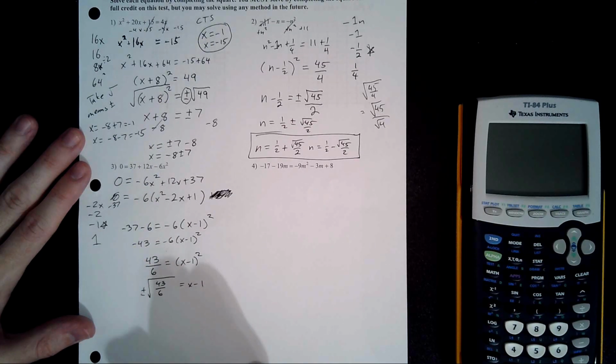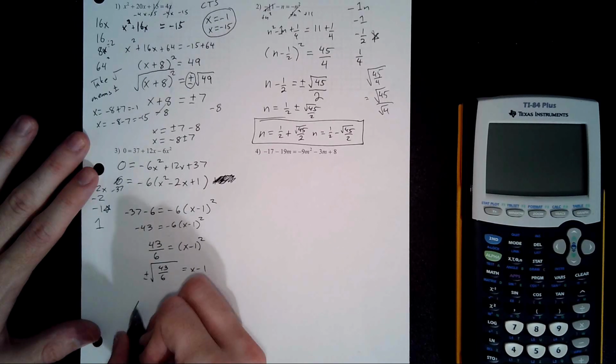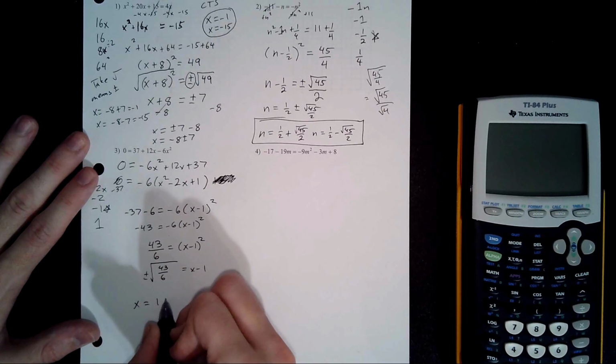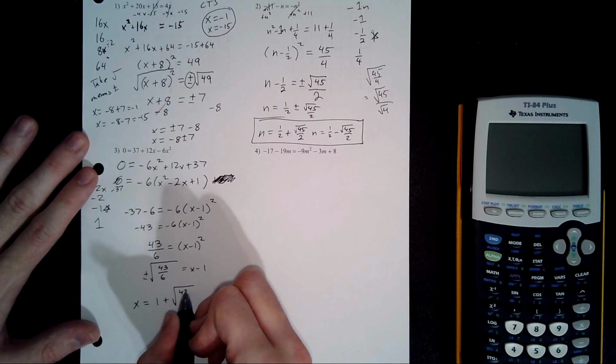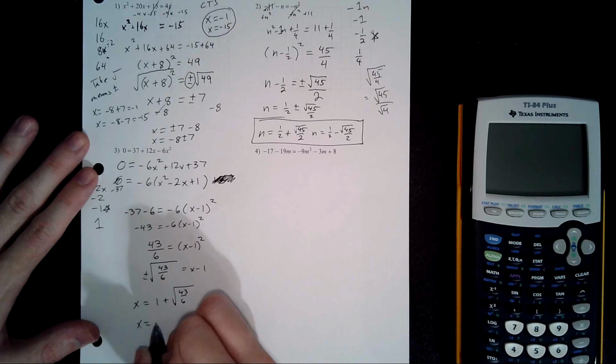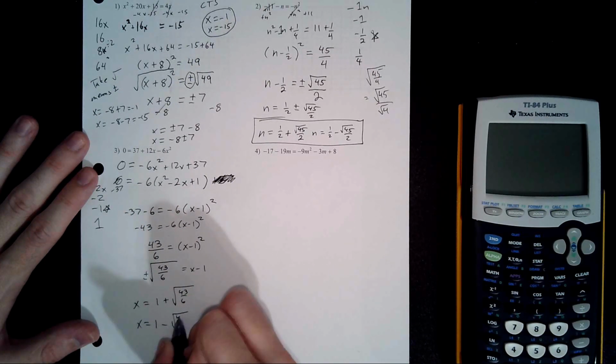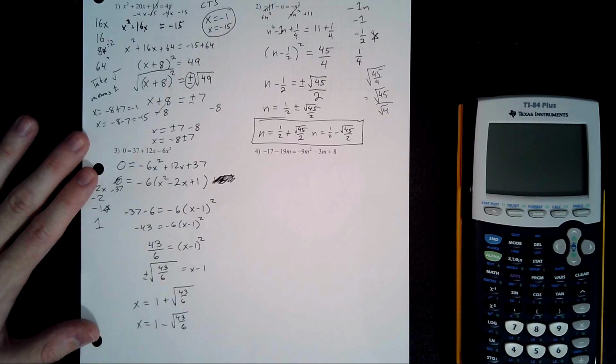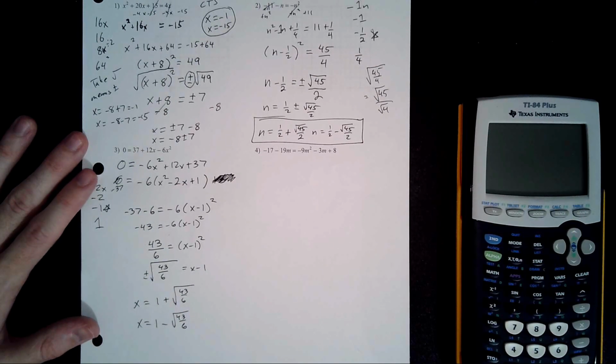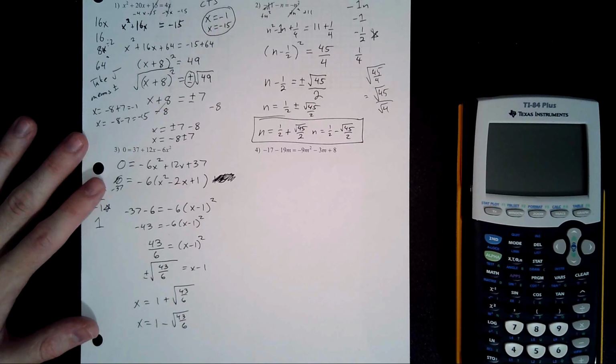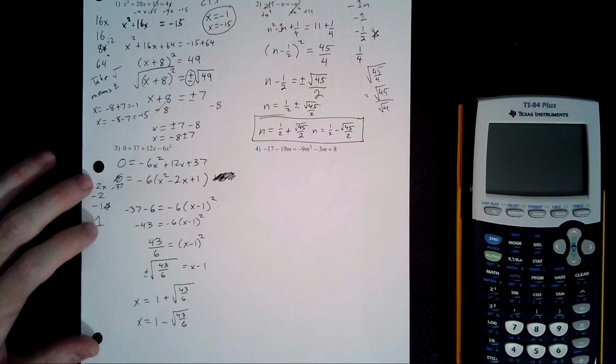And then we're going to add 1 to both sides and write our answer separately. So we get x equals 1 plus the square root of 43 over 6, and x equals 1 minus the square root of 43 over 6. I like to give the warning that not all math classes or math tests, including the SAT or ACT, will accept square roots in the denominator. So if you needed to, there is a way to get rid of that square root in the denominator.